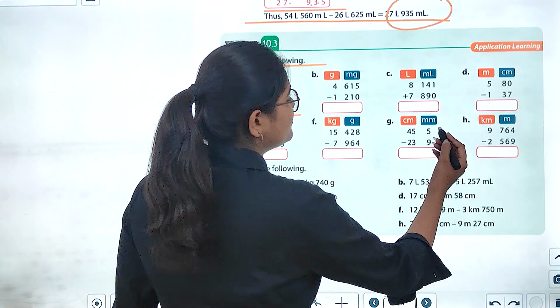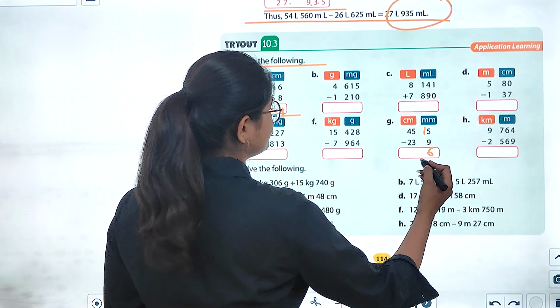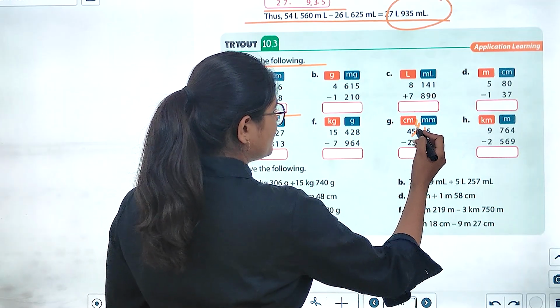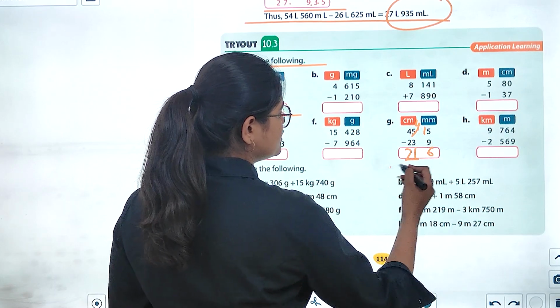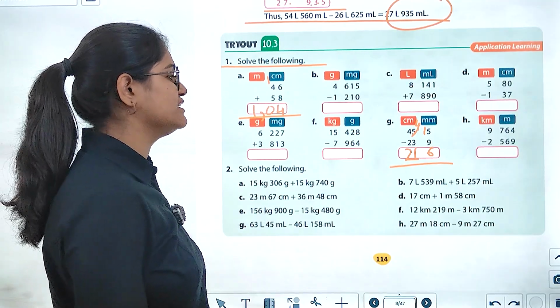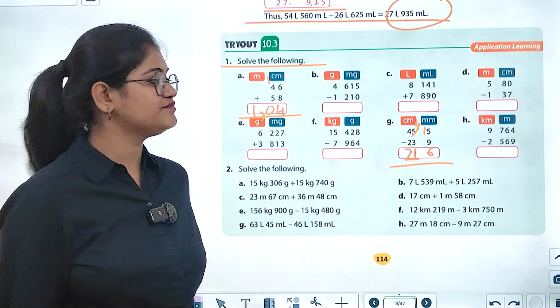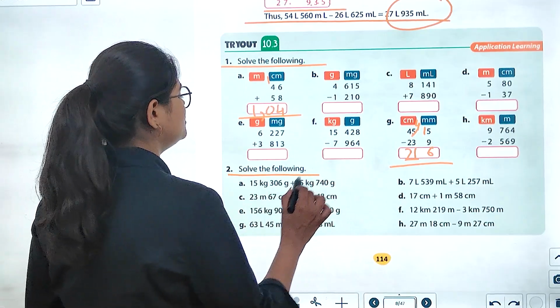So it says 15 minus 9. 15 minus 9 is 6. Then writing 4 over here, 4 minus 3 is 1. Then 4 minus 2 is 2. So the answer becomes 21 centimeters and 6 millimeters. Right? Next, question number 2.